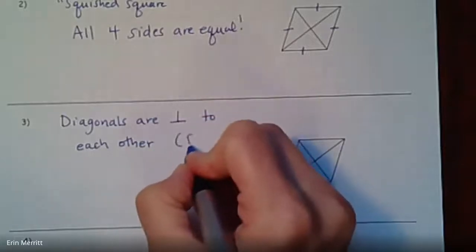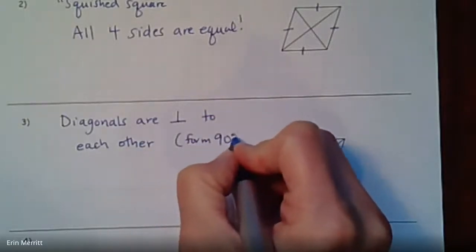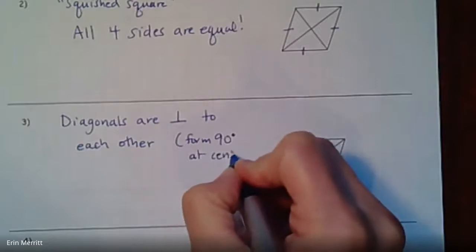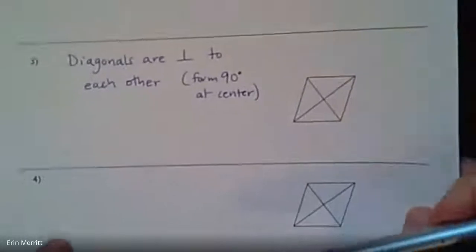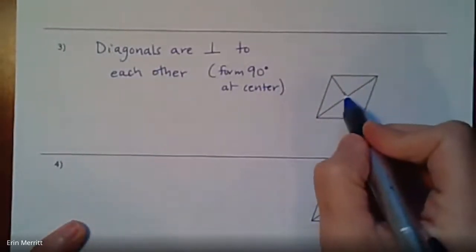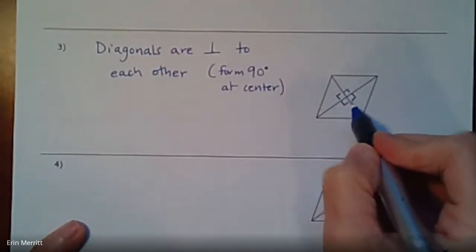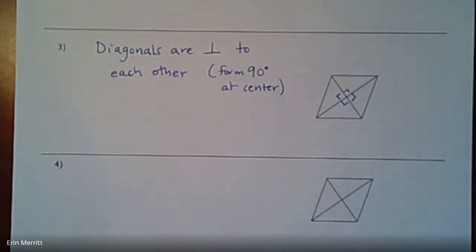Right? Which means they're forming 90 degrees at the center. So when you have this diagram here, let me slide that up a little bit so you can see better. That means 90, 90, 90, 90. All right, so you have 4 right little triangles right there.